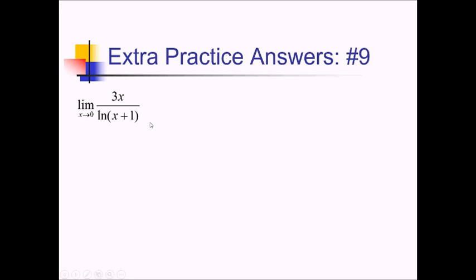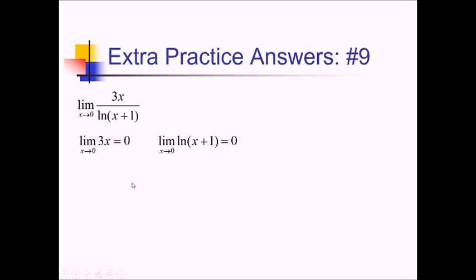Instead, we're going to show that the limit of the numerator and denominator are both 0, and then we're going to use L'Hopital's rule. So limit as x approaches 0 of 3x, we know that's going to come out to 0. And limit as x approaches 0 of ln of x plus 1. Again, ln of 1 is 0, so this whole thing comes out to 0. And we have to show these before we can use L'Hopital's rule.